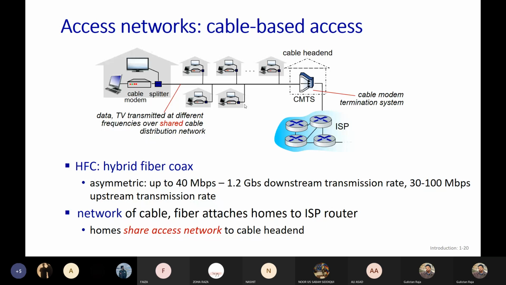Ideally, if you don't want to have a shared access, you have to give a separate coaxial cable from the ISP to CMTS to each home, which is not possible, which is expensive. Theoretically, it's possible, but it's very expensive.